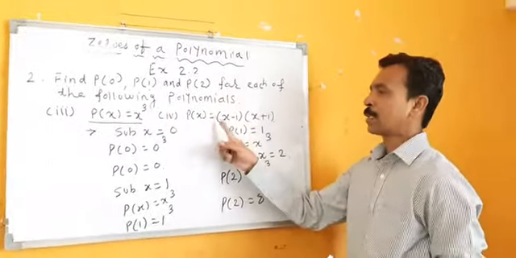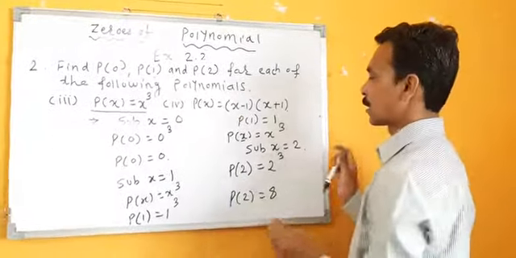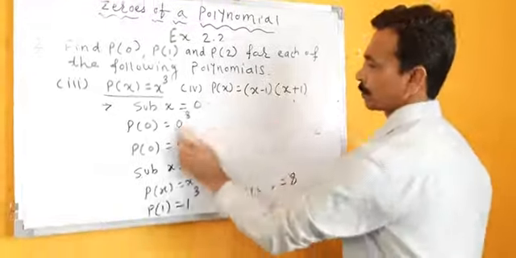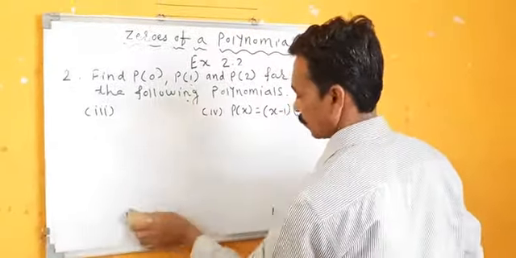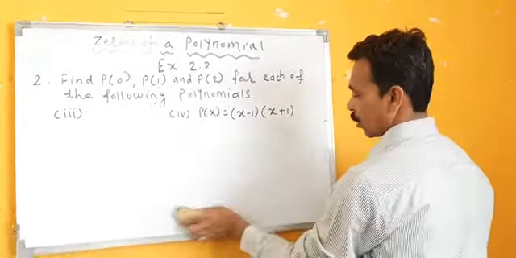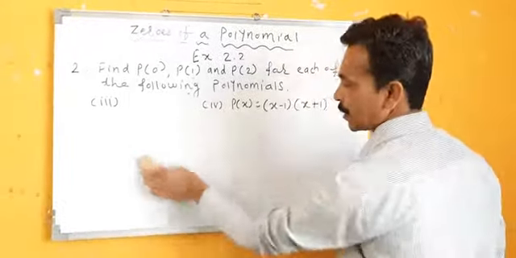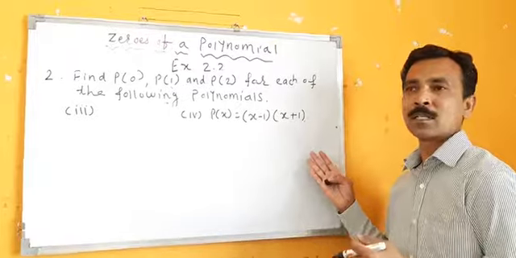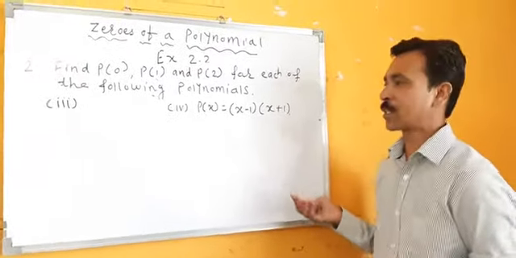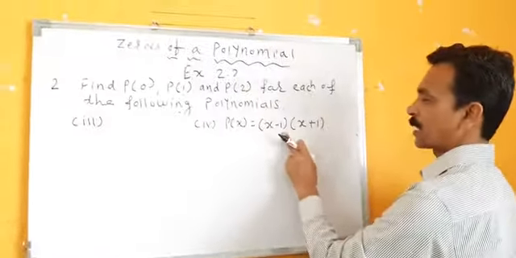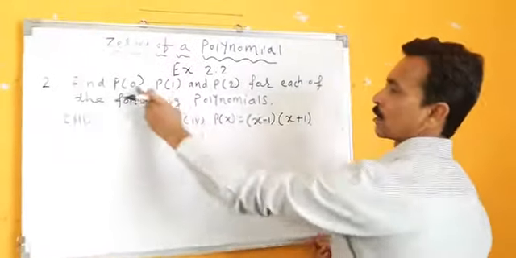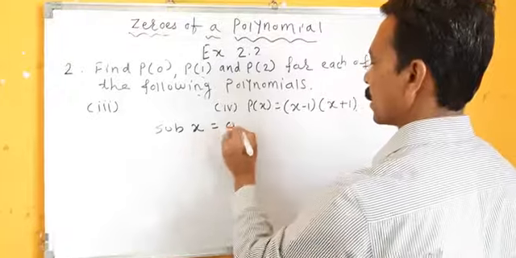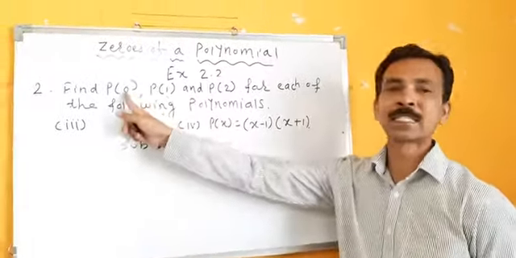Now we'll go on to the last sum of question number 2. I hope you have understood. It's very easy. You just have to place the correct values and do the basic operation. Most of the things are basic operations only. P of x is equal to x minus 1 into x plus 1. Substitute x is equal to 0, because the first value is 0.